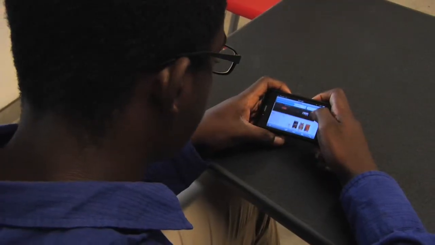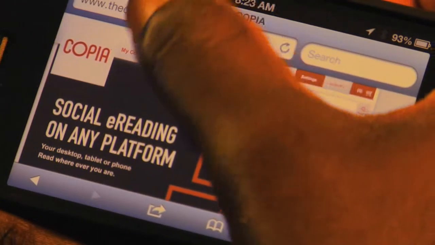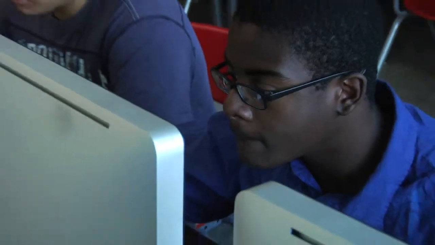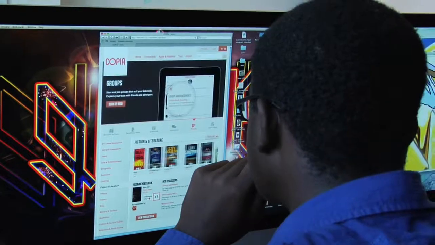And the availability of Copia, they have it on their phones, they have it on their tablets, they have it in the computer lab. It makes it so that students can read just about anywhere. And the fact that they're all using it, even when they're not at school, has made it cool. Or if not cool, common enough.